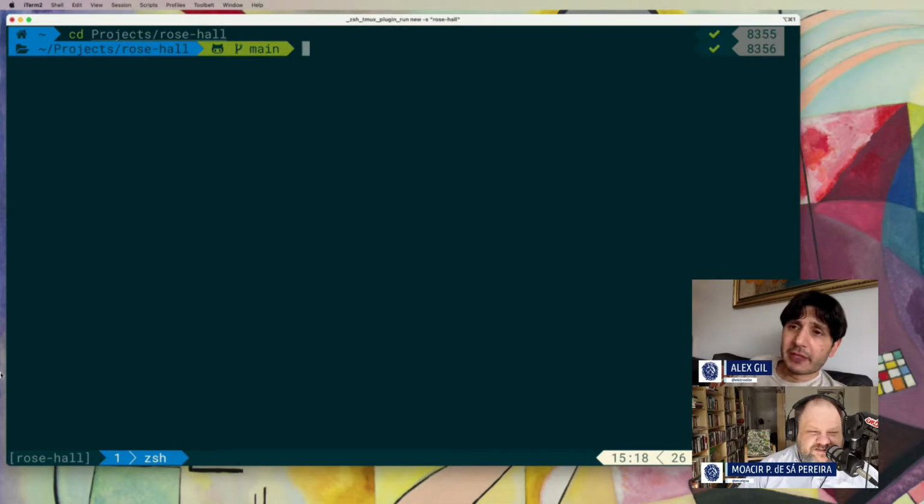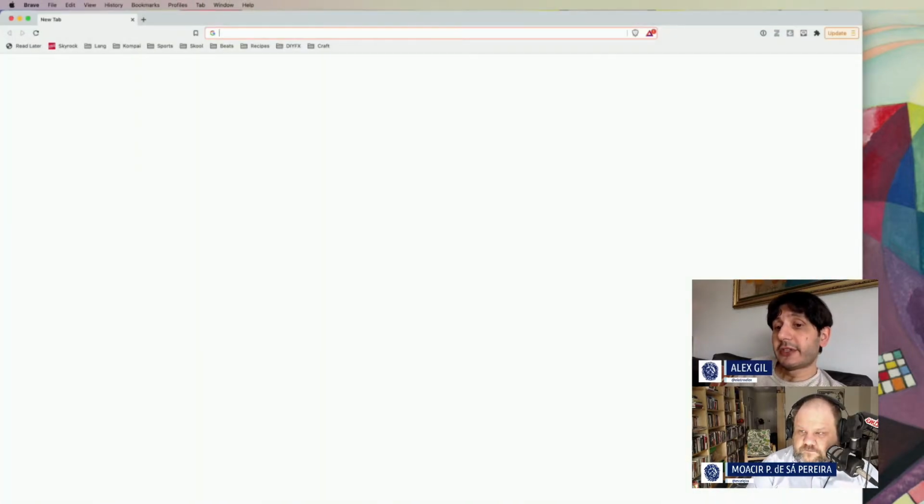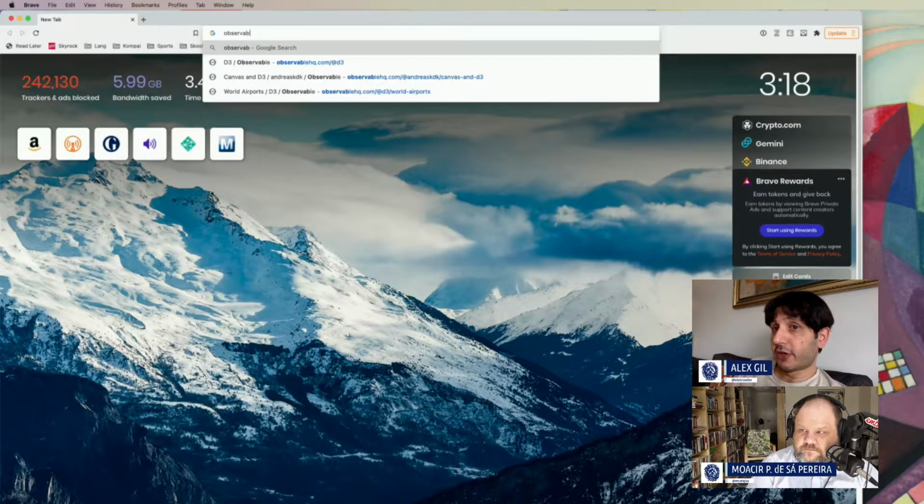Notebooks, by the way, this is for the people watching who've never heard of this. It's like the Jupyter notebooks of JavaScript. If you're familiar with Jupyter notebooks, which have been around longer, this is like the JavaScript version of it, where you can actually write JavaScript code and see the results right there, and it's kind of like a notebook.